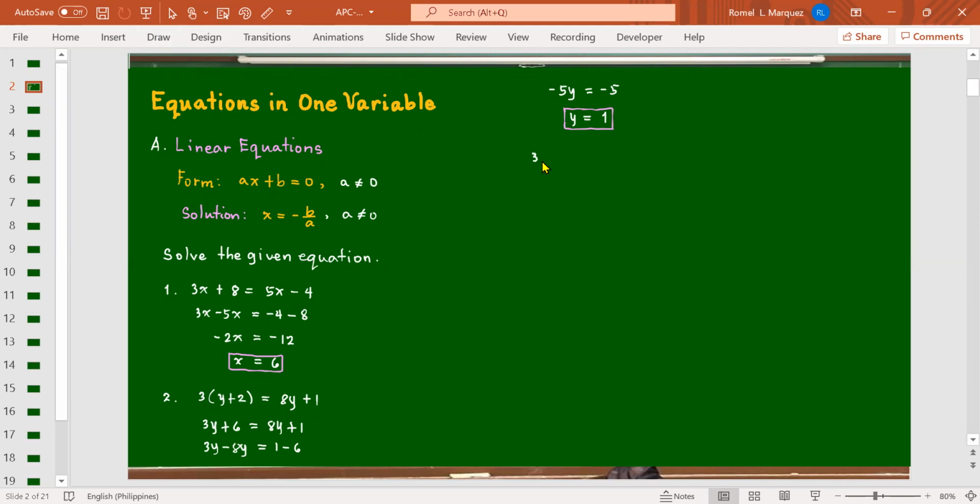Let us have number 3. So given 6 times y minus 1 is equal to negative 14 plus 5 times y plus 2.